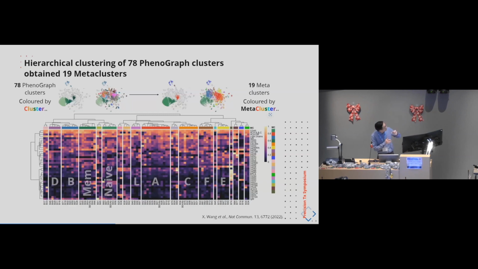Sorry, forgot to mention that there's also one big branch coming out from here, which is very close to naive and memory B cells. So this is a very interesting observation, which is in contrast to the traditional classical belief that FL is derived from germinal center B cells, because we see that some FL, or at least some subset of FLs, behave or phenotypically look like memory or naive B cells.